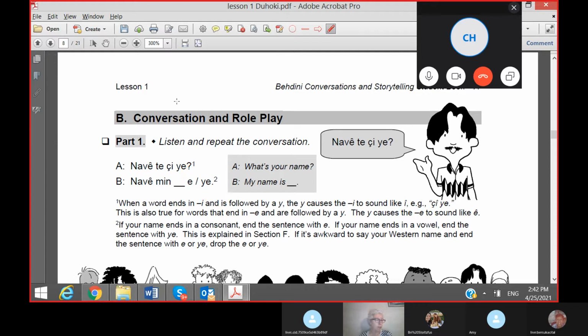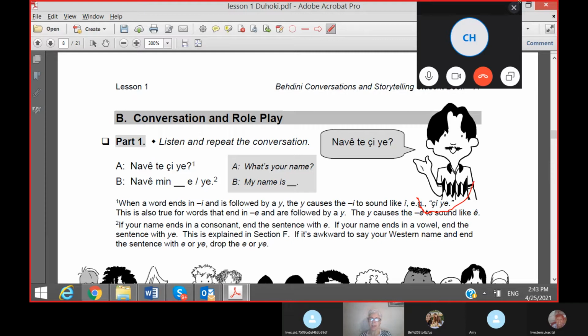So look at your footnotes. All the footnotes in this book are there for your education. Please read them all and pay attention to them, because it makes the description in the lesson itself a lot shorter if I put them in footnotes. So footnote 1 says, when a word ends in I with a dot, such as the word chi, and it is followed by a Y, such as in the word ya, the Y causes the I to sound like an I with a hat. So in essence, it sounds like chi ya.